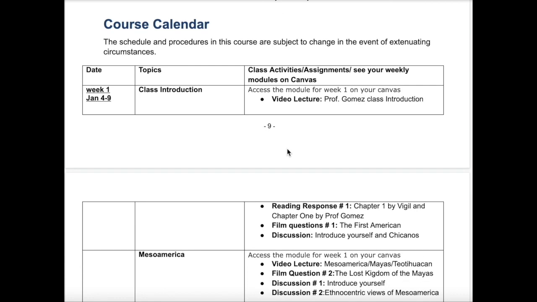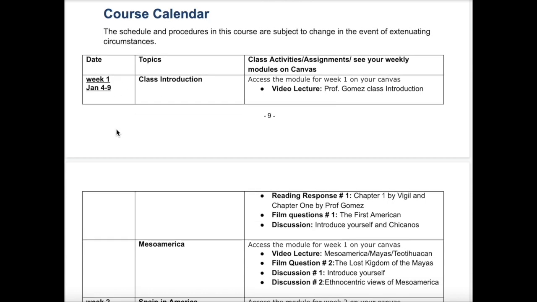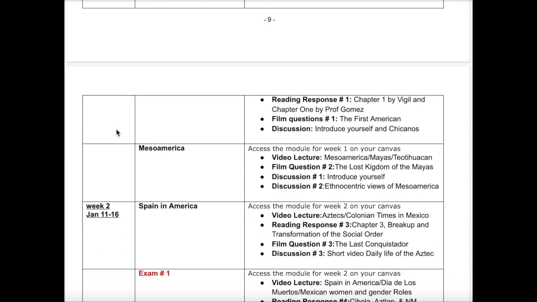And finally, this is your course calendar where you can see the weekly flow of the class. And that is all for now.